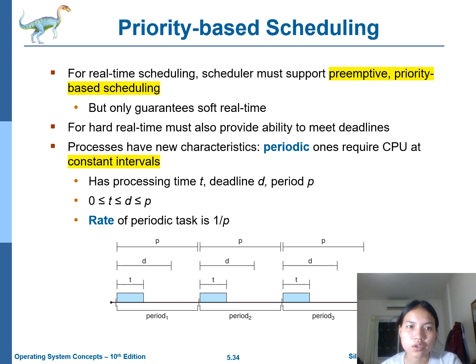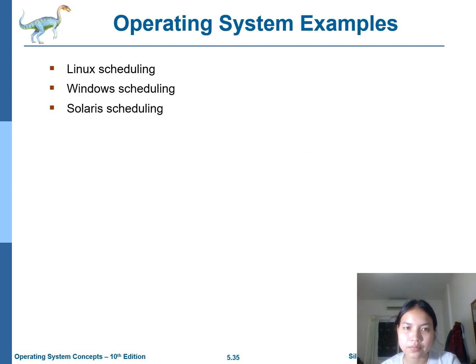Priority-based sharing. For real-time sharing, the scheduler must support preemptive, priority-based sharing. Processes are periodic: they require the CPU at constant intervals. Each has processing time t, deadline d, and period p. The rate of a periodic task is 1/p.